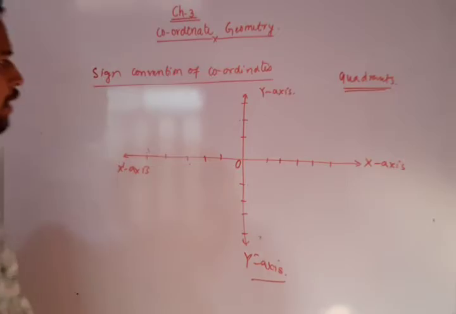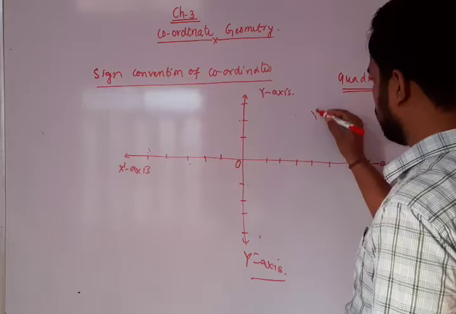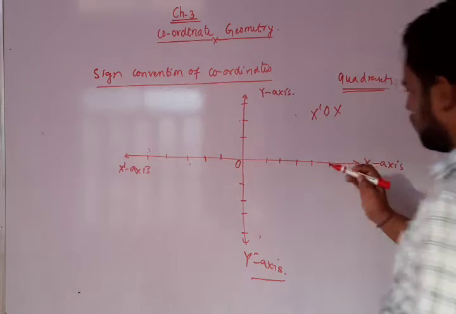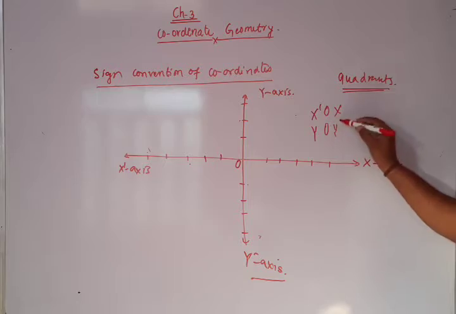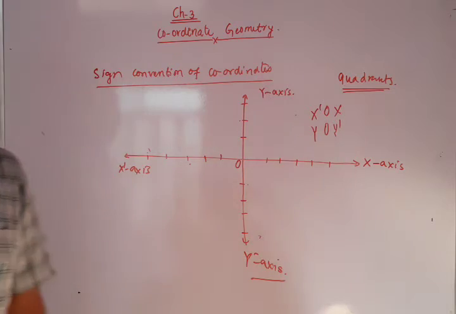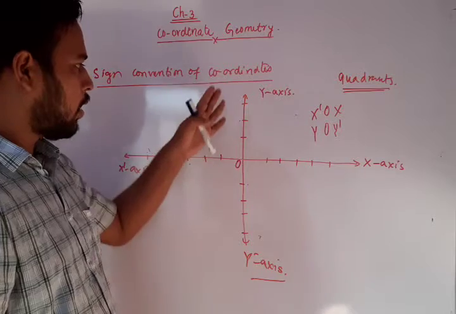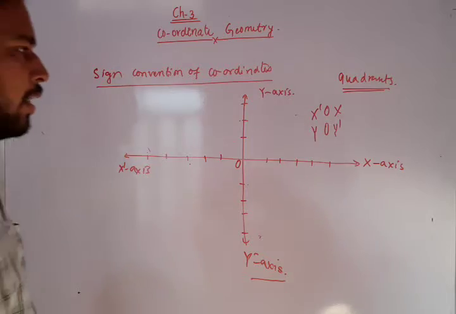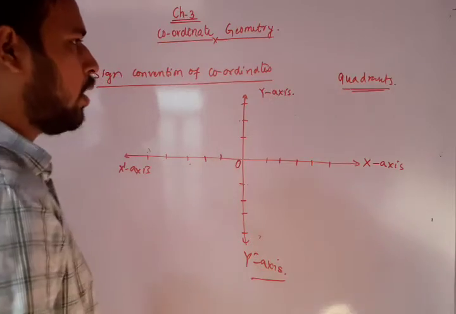Suppose which line we will have here? Here we will have x dash ox, first line x dash ox, and another will be y o y dash. These are the two lines which intersect each other. After intersecting, they divide the Cartesian plane into four parts. Each part is known as a quadrant.